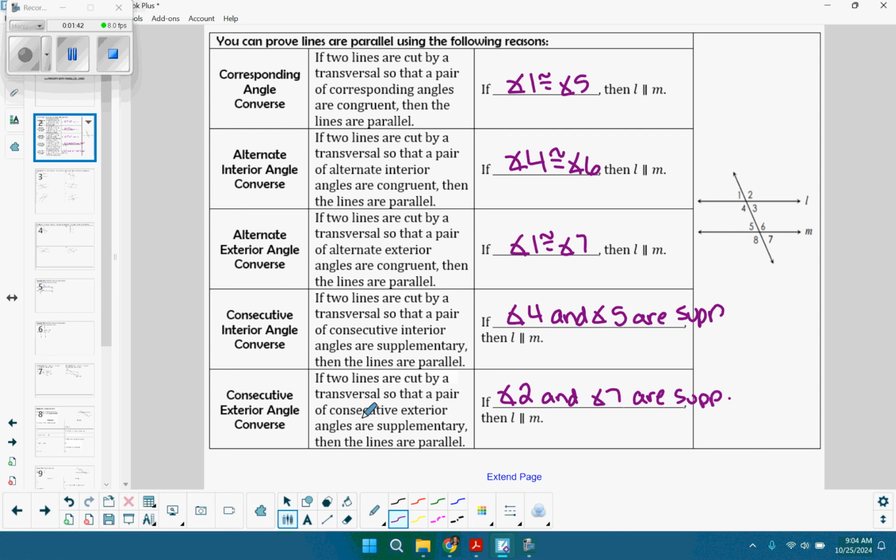So the only difference is before, when we knew lines were parallel, we would use theorem at the end of our name, and now if I'm proving lines are parallel, I'm going to use converse at the end.